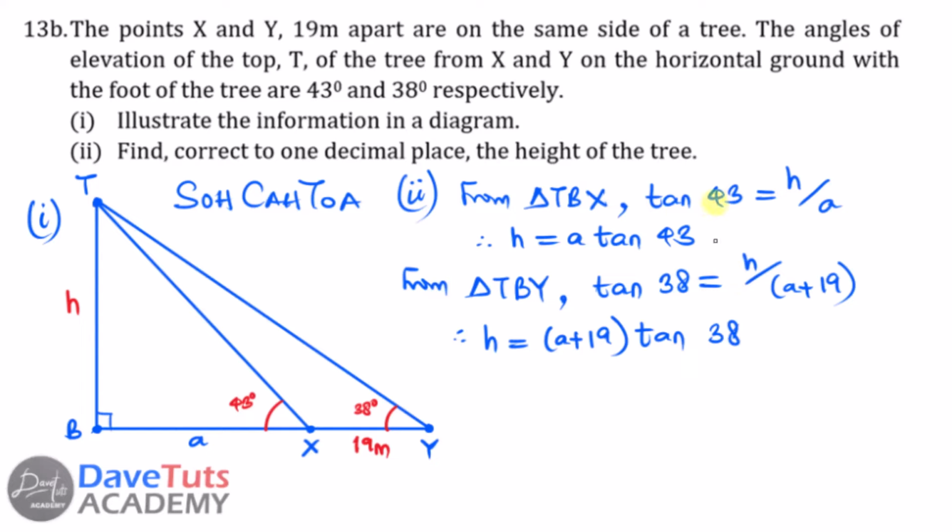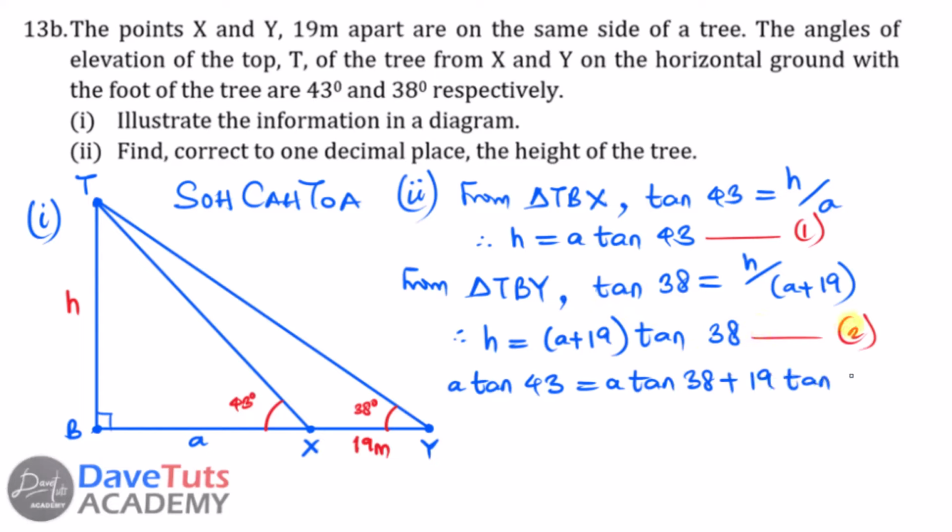Interestingly, this gives me two unknowns, and I have two equations. This is equation 1, this is equation 2. So now I have two simultaneous equations that I can solve by any method. But for me, I think I will equate them, because this is h on the left hand side, this is also h. So I can equate them to say, in the first case, a tan 43, and on the right hand side, let me open up the bracket. It's going to be a tan 38 plus 19 tan 38.